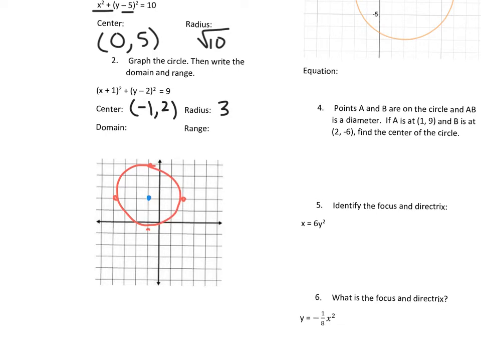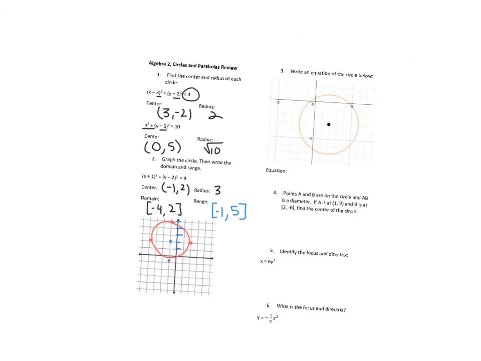So your domain is going to be the set of all numbers for x. So going left and right, you're going from -4 to 2. You can write it in interval notation if you want, or inequality. I'm just going to write interval notation. And the range is you're going from -1 all the way up to 1, 2, 3, 4, 5.